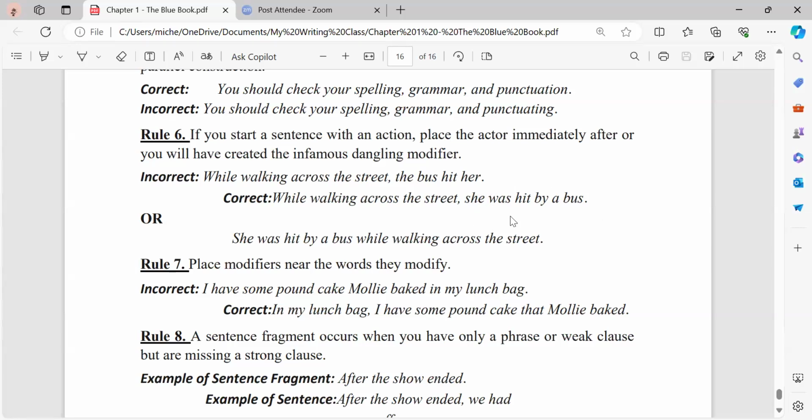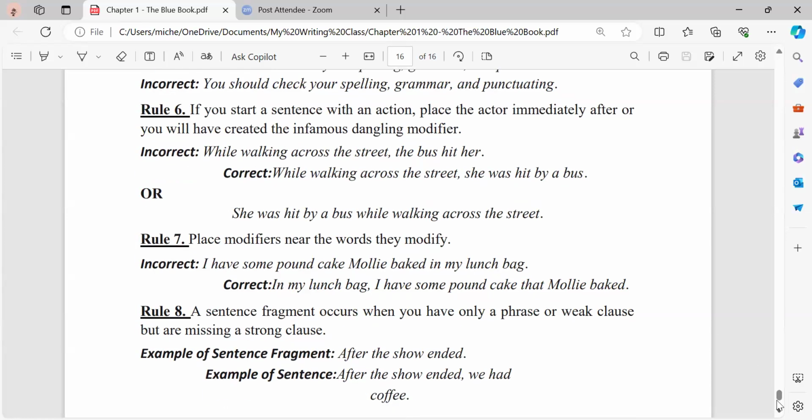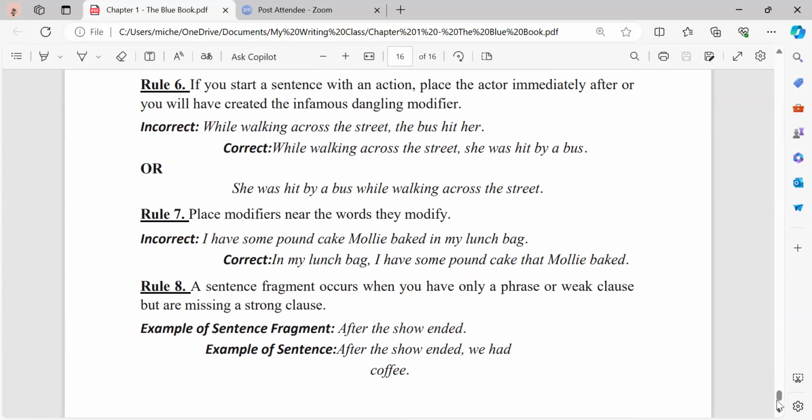So she was hit by a bus. So she, right here. Okay, so I think for this one, this is actually a passive one right here. She was hit by a bus. She is the object. Does the bus hit her? Correct me if I'm wrong. And she was hit by a bus while walking across the street. So both of them are correct. But personally, the second one right here is the most common one.